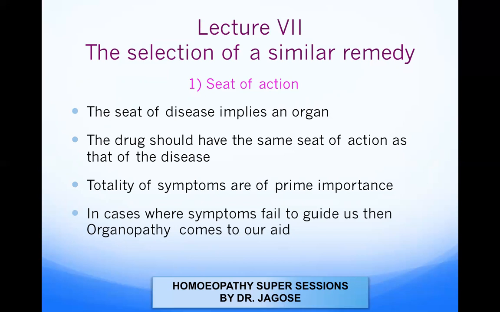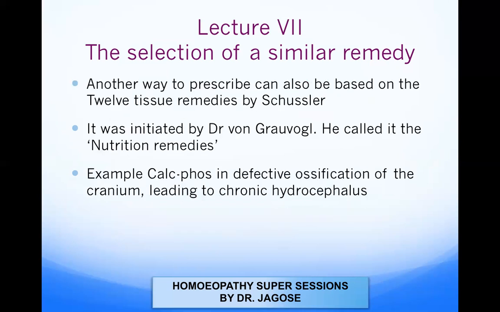Totality of symptoms is of prime importance. In case the symptoms fail to guide us, then organopathy comes to our aid. So therefore, it says when symptoms are not sufficient or not characteristic enough, then we can use the organopathic type of prescription. It was used right since the time of Hippocrates, and it was introduced by Rademacher. Another way to prescribe can also be based on the 12 tissue remedies.